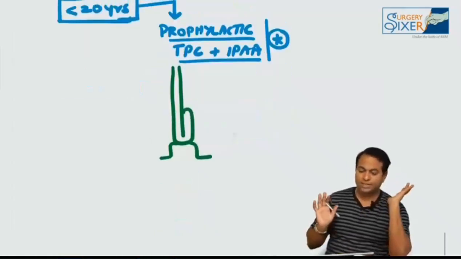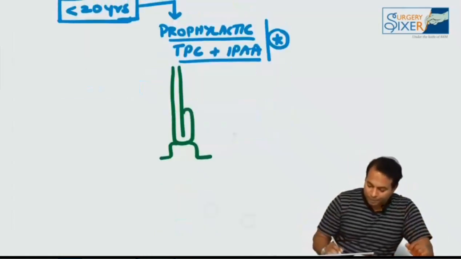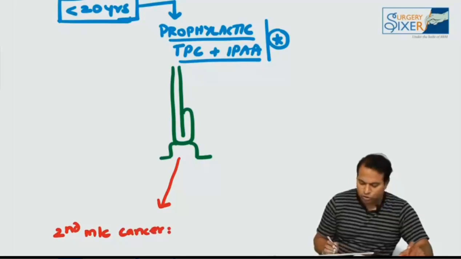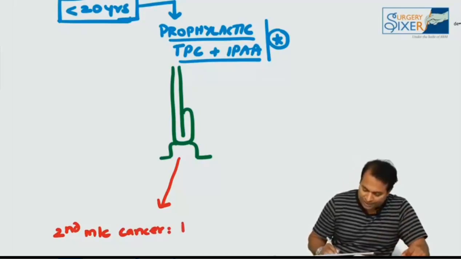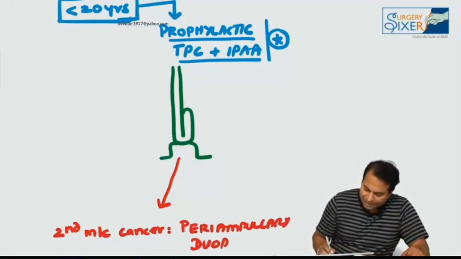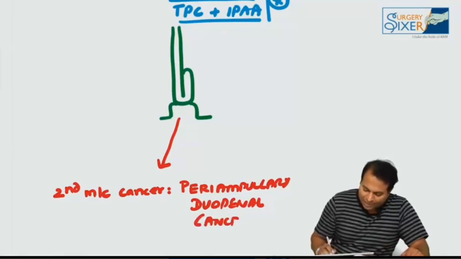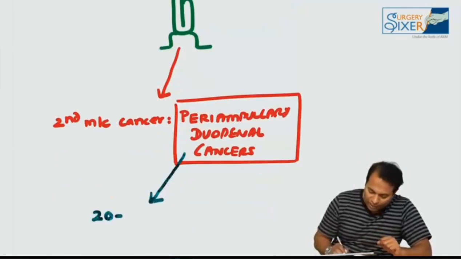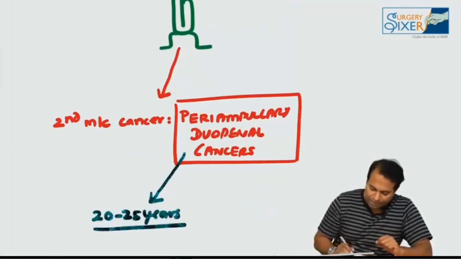Now this procedure is done, the patient is comfortable and living happily. In spite of this surgery, there is a second most common cancer seen in FAP. What is it? The second most common cancer is periampullary or duodenal cancer. Near the duodenum in the periampullary region, they can develop cancer. Therefore, we should start surveillance for this from 20 to 25 years onwards, with upper GI endoscopy.